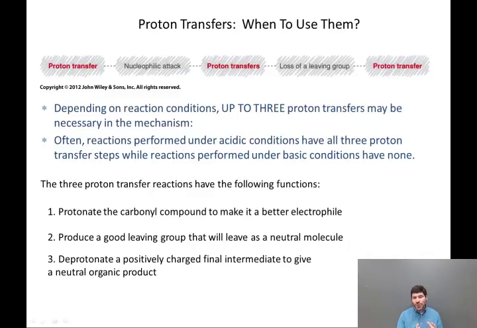What we're going to do in the next 4 videos is go through first transesterification and then hydrolysis. We will do transesterification under basic conditions first, because that's the shorter mechanism. Then we will look at it under acidic conditions, and we will do the same thing for hydrolysis. Basic conditions first, followed by acidic conditions.